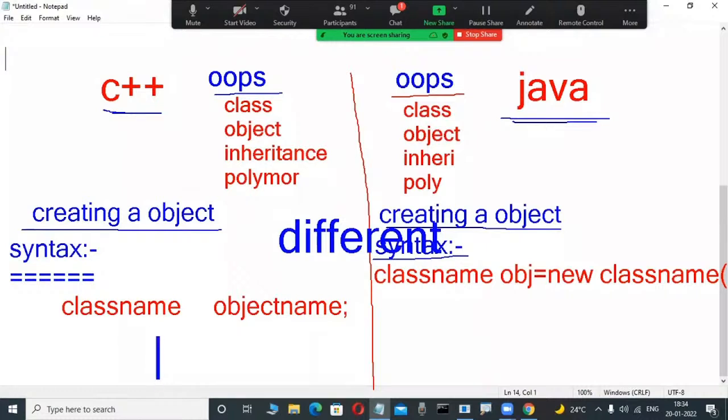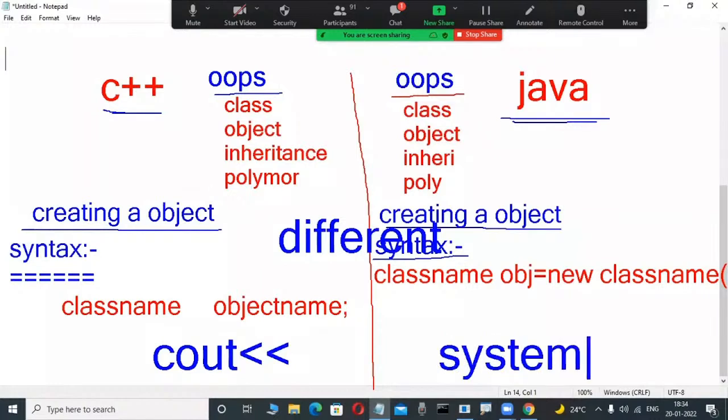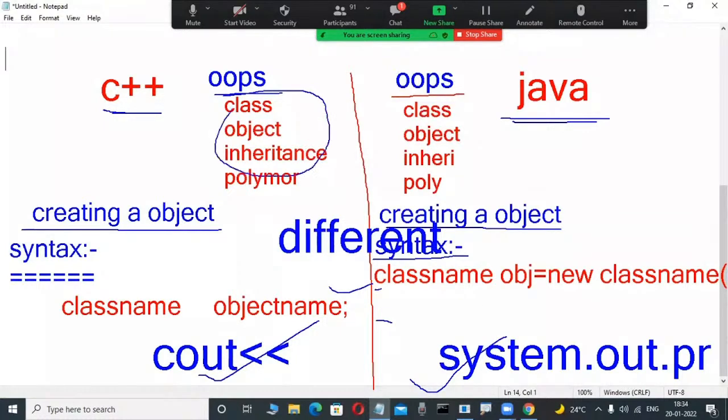Suppose in C++ I want to display output, cout is the function for streaming output. And in Java, what is the function? System.out.println. That's why they are syntactically different. Functions are also totally different in these two object-oriented languages. But conceptually, the OOP concepts are the same or not?